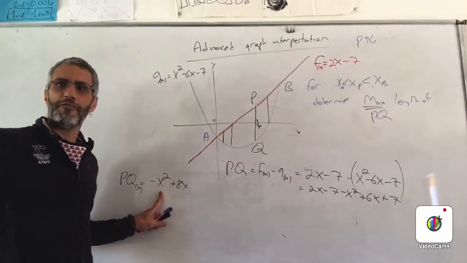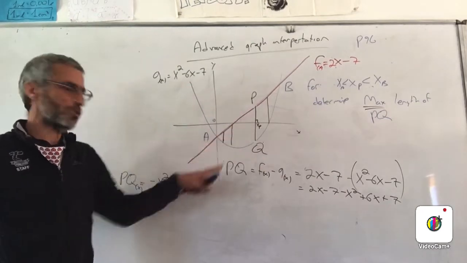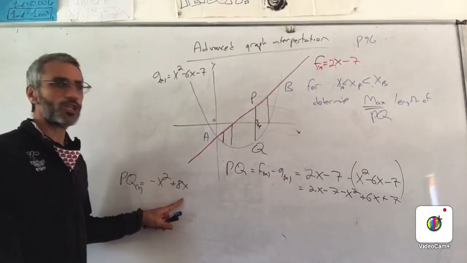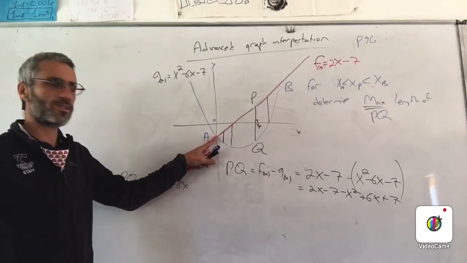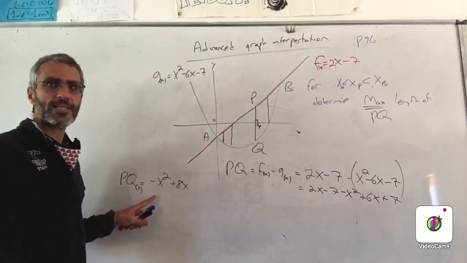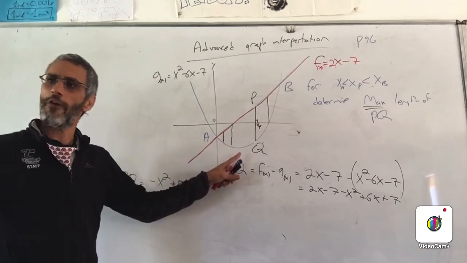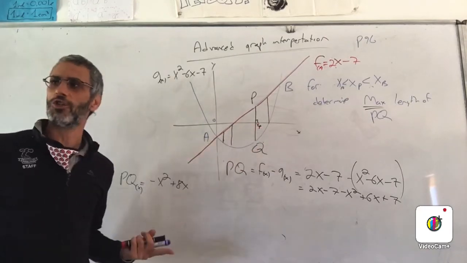Currently I've got the function of the length of PQ. PQ depends on x. If I put x equals 0, I'll actually get 0, which makes sense. Here PQ is 0. If I put x equal to a half, I'll get an answer which is a bit bigger. 1.5, I'll get maybe bigger. Maybe it's too small. I don't know.